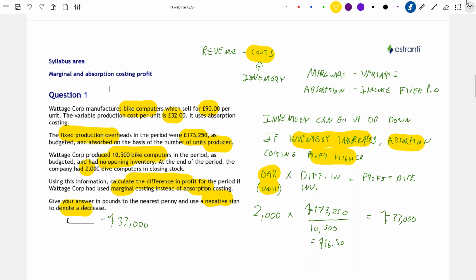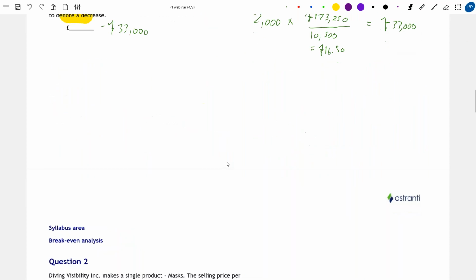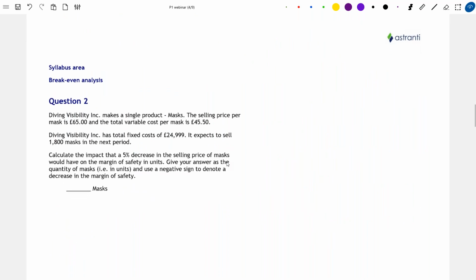So in summary, inventory has increased, absorption costing profit is higher. We've determined that it's higher by £33,000. Therefore, under marginal costing, the profit will be £33,000 lower. So this brings us to the end of our first question. So let's now move on to question 2. So for question 2, we're going to be looking at break-even analysis.